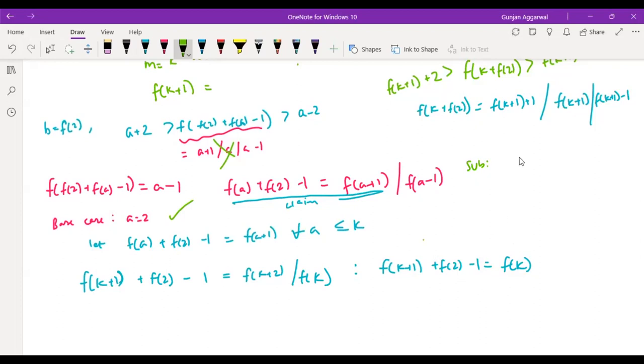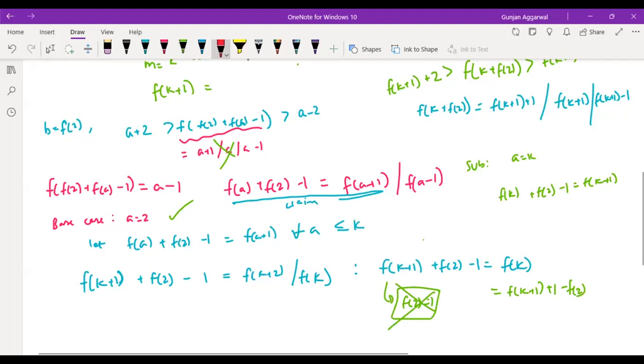Substituting a equal to k, we'll have f of k plus f of 2 minus 1 equal to f of k plus 1. Substituting that for f of k plus 1, this simplifies f. Again, contradiction. So f of k plus 1 plus f of 2 minus 1 equals f of k plus 2. So this proves our claim that f of a plus f of 2 minus 1 equals f of a plus 1.